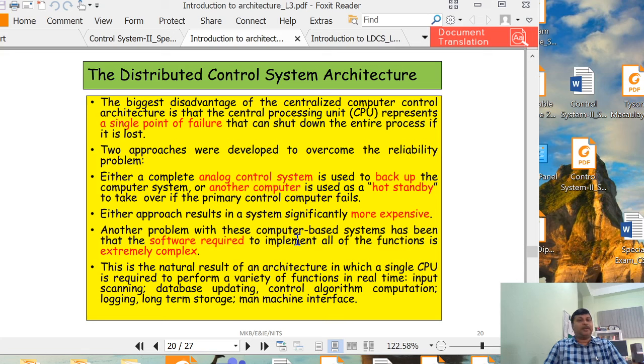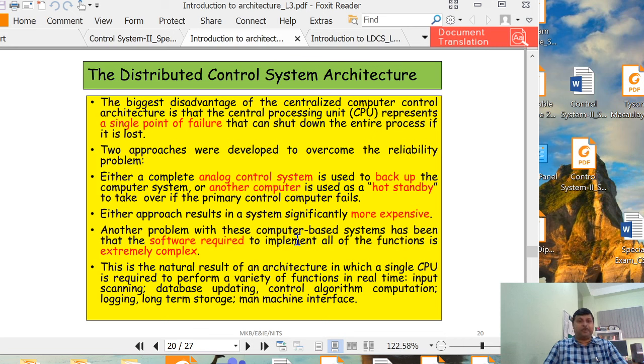Two approaches were developed to overcome the reliability problem. Either a computer analog control system is used to back up the computer system, or another computer is used as a hot standby to take over if the primary control computer fails. So either you have to keep an analog control system as a backup or you can keep another computer as a backup. Either approach results in a significantly more expensive system.